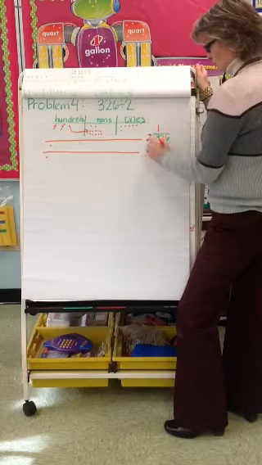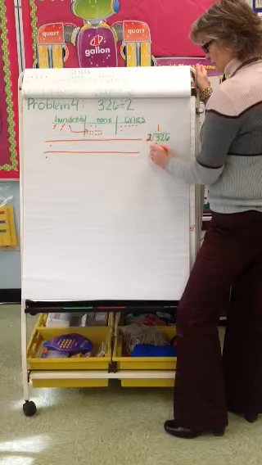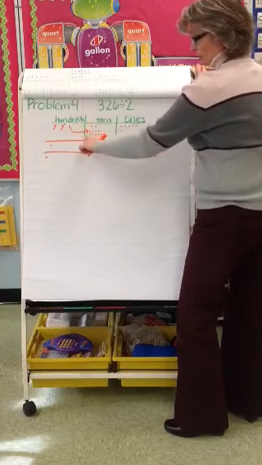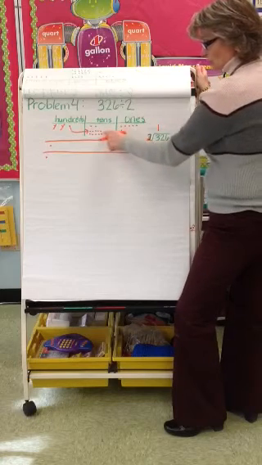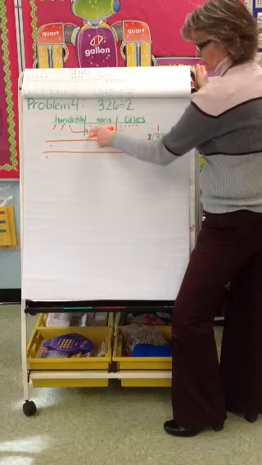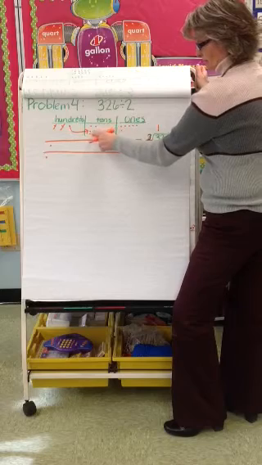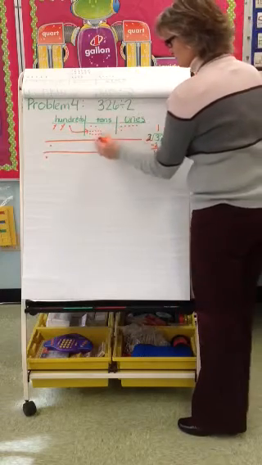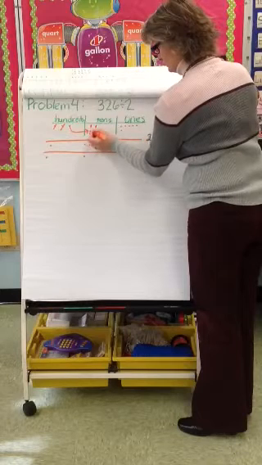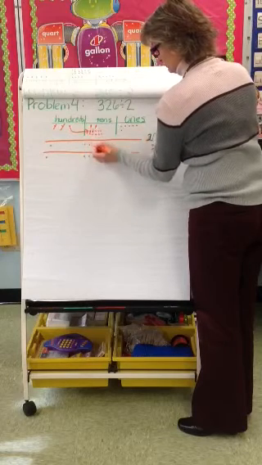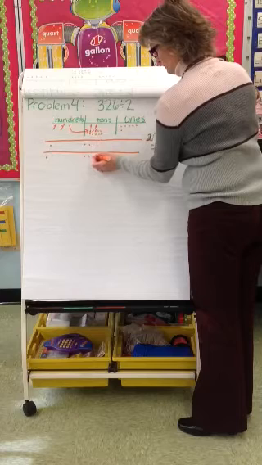1 times 2 is 2. I have 1 left over. If you look over here, I had 1 left over, plus the 2 tens that were there. There should be a total of 12 here. 1, 2, 3, 4, 5, 6, 7, 8, 9, 10, 11, 12. Now I'm going to put them into the groups.